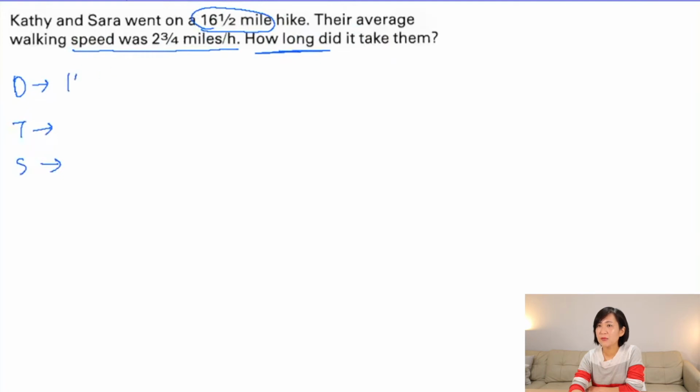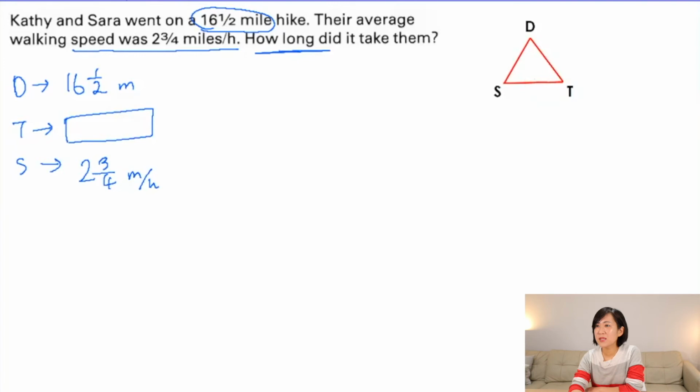Then let's write down: distance is 16.5 miles. Then time, we can't find the time, so that is the missing value, and we know that speed is 2 3/4, right? So time is our final goal. So let's see your formula to find the time. That is distance divided by speed. So time is distance divided by speed. Our distance is 16.5 miles and speed is 2 3/4.